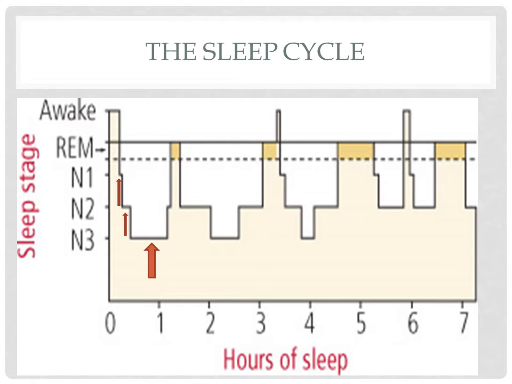So this is your sleep cycle. I just want to point out a few things. On your left-hand side, you have your sleep stages. So you have awake, REM, and your N stages. And then on the bottom, you have your hours of sleep. And where I put the red arrows, if you notice, the shorter the horizontal line, that just means you're spending less time in that stage. And the longer horizontal line, you're spending more time in that stage.